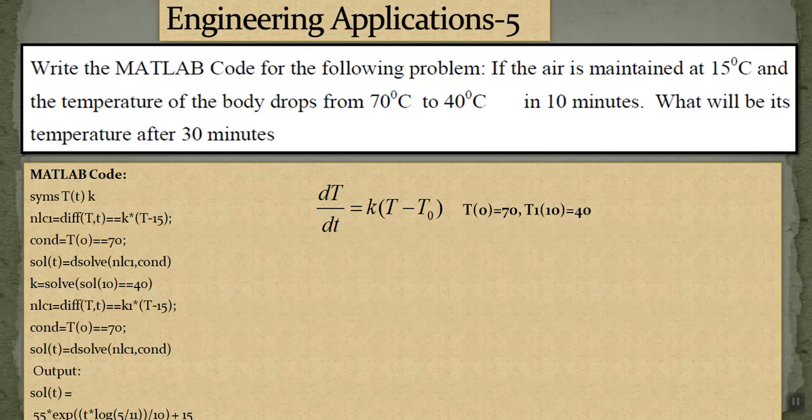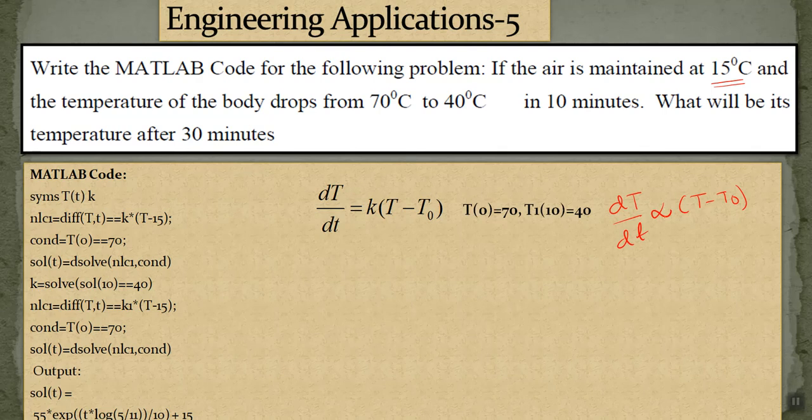So what is Newton's law of cooling? The rate of change of temperature of the body at any time is directly proportional to the difference between the temperature of the body and the surrounding media. So dT by dt is proportional to T minus T naught, where T naught is the surrounding temperature. The surrounding temperature is given in this problem as 15 degrees, that is the T naught value.